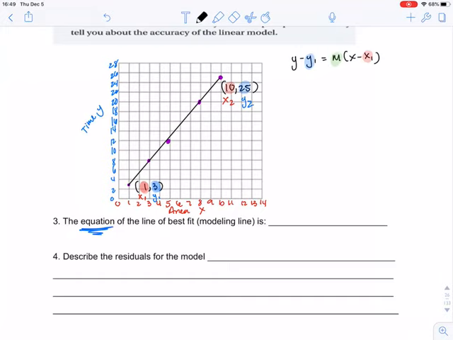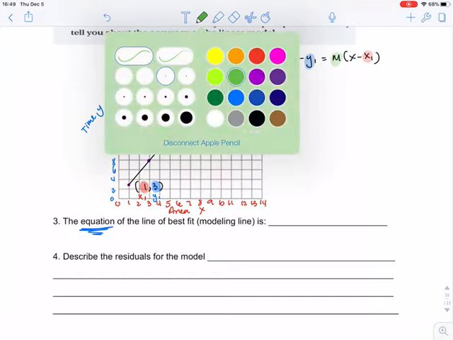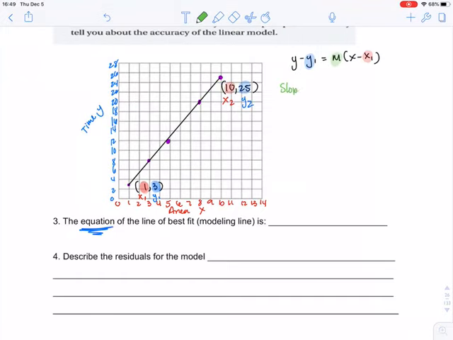Okay. All right. So let's do our slope first to find that m. So slope, or m, is equal to our y2, which is 25 minus 3 over 10 minus 1.